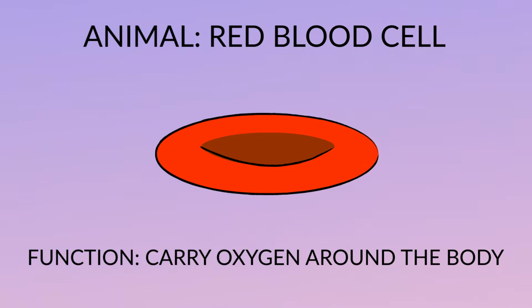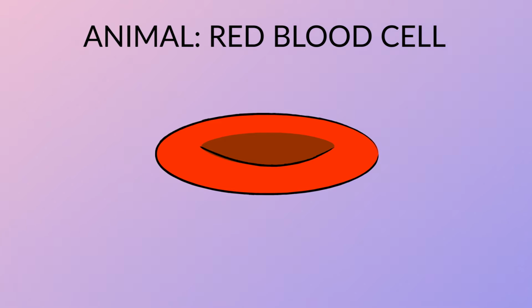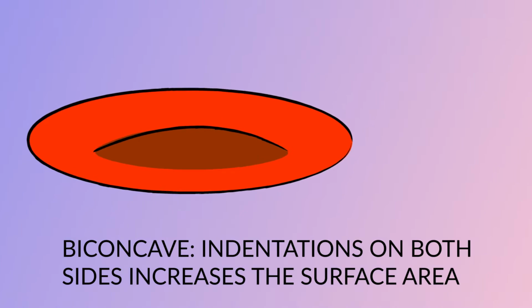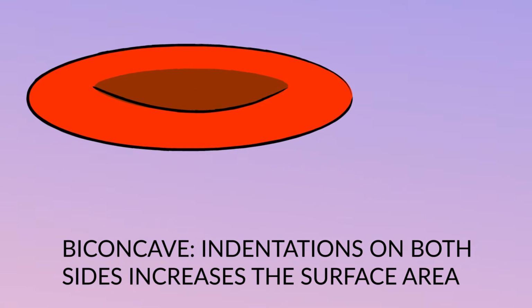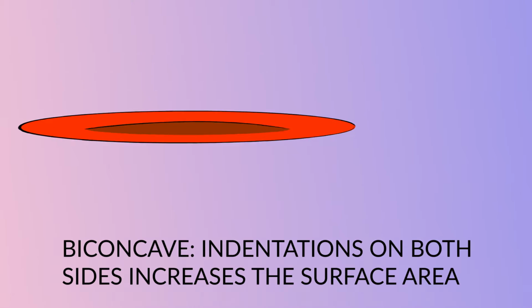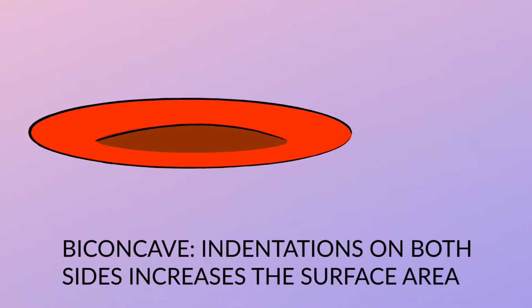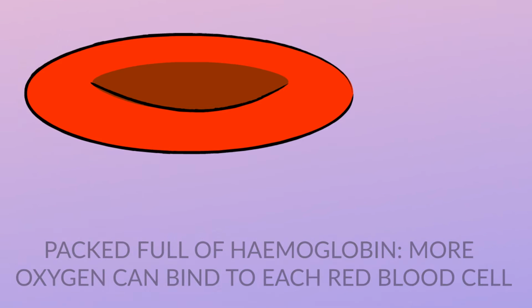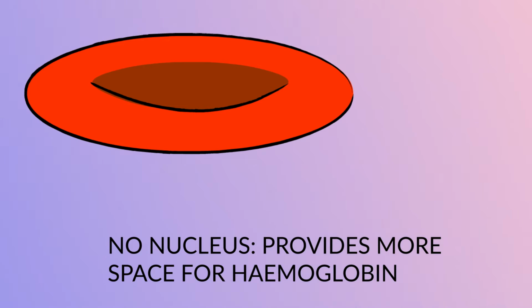Red blood cells bind with oxygen, which is transported around the body. Red blood cells are biconcave, which means they have indentations on both sides. The biconcave shape increases the surface area to volume ratio, which allows oxygen to be diffused at a quicker rate. Red blood cells are packed full of hemoglobin, which oxygen binds to. Therefore, many oxygen molecules can be transported to the cells. Lastly, there is no nucleus, which allows more space for hemoglobin.